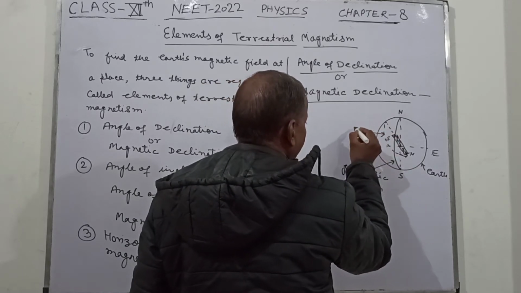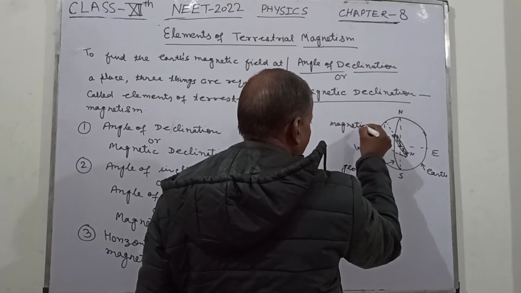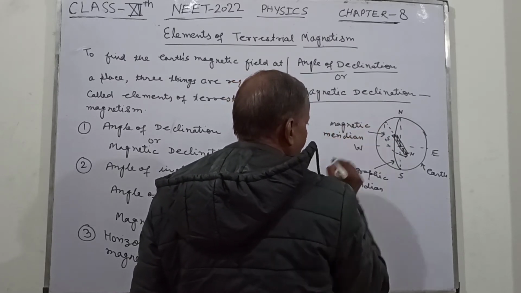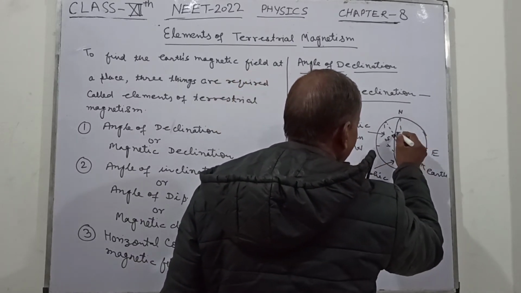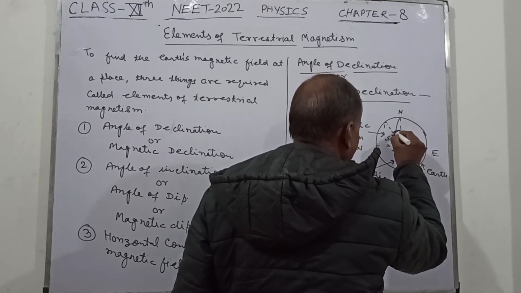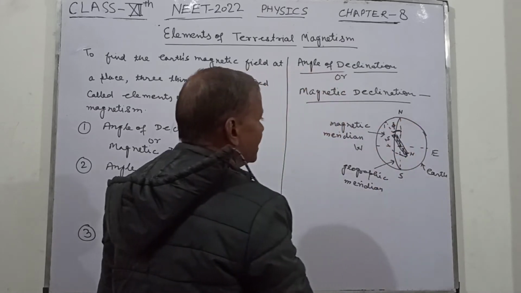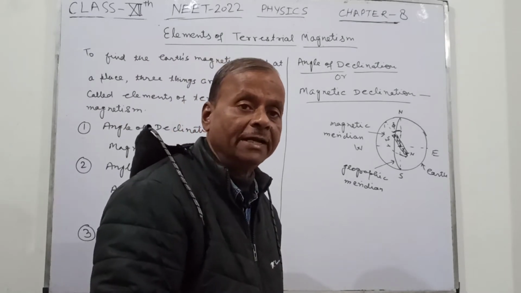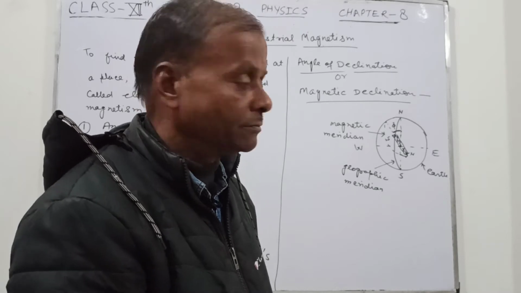Then this is the magnetic meridian. Then this is the angle. This angle that is here is called the angle of declination. So the angle between the magnetic meridian and the geographic meridian is called the angle of declination.